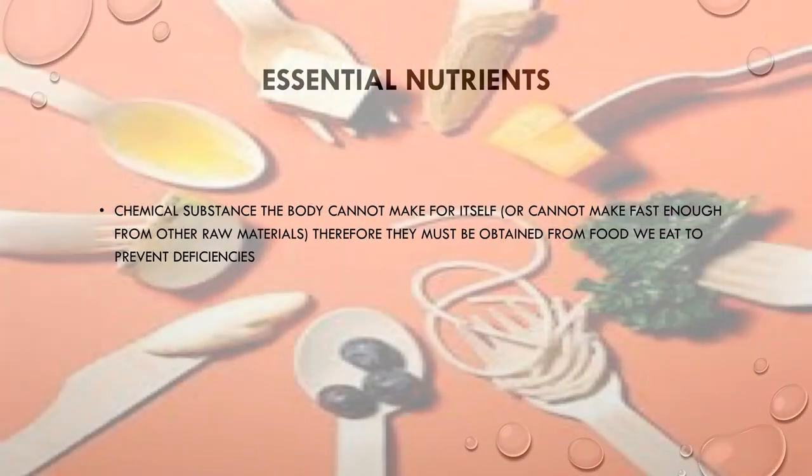Let's define essential nutrient. It's a chemical substance the body can't make for itself. Therefore, it must be obtained from the food that we eat to prevent deficiency diseases. Now, certain nutrients your body can produce, but it might not be able to produce them fast enough from raw material to always prevent deficiency. So that also makes it an essential nutrient.